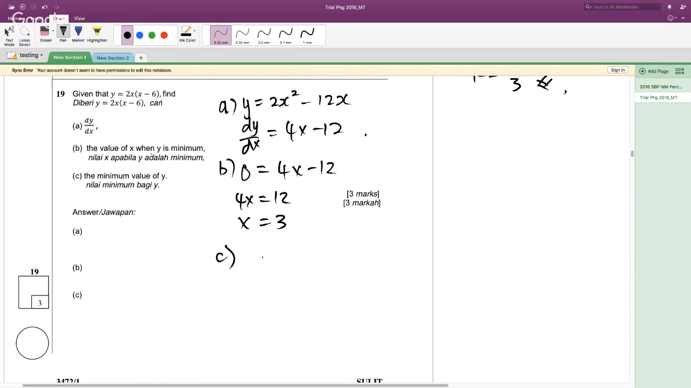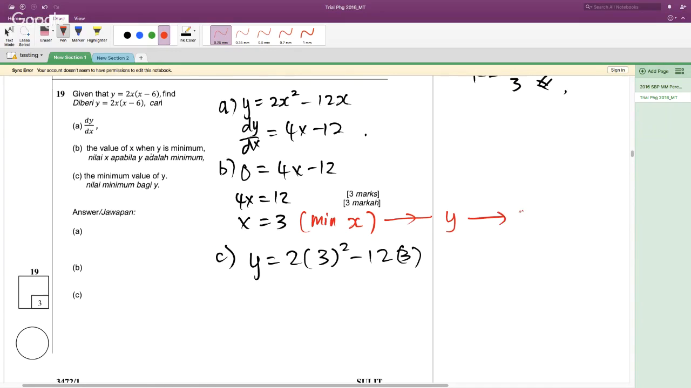Just substitute x back into the y equation. 2x squared minus 12x, this is your y equation, and your x will be 3, because 3 is the minimum x value. So if you substitute it back into y, you can actually get the minimum y value. This is the logic. All right, so therefore y equals 18 minus 36, so y equals negative 18. I hope my working is correct because this one should be quite easy.